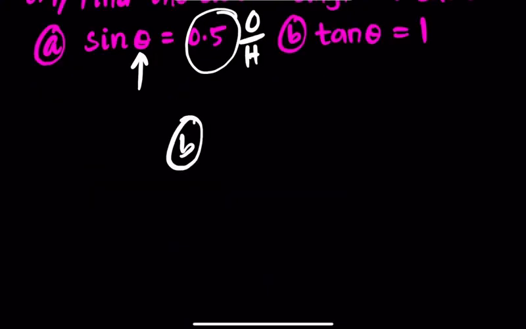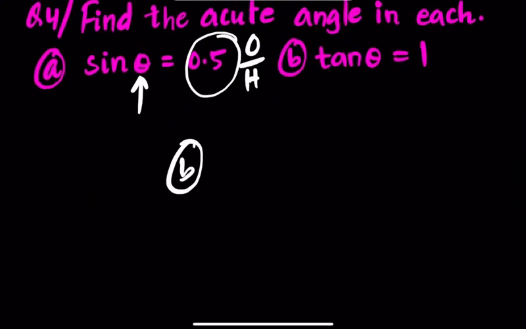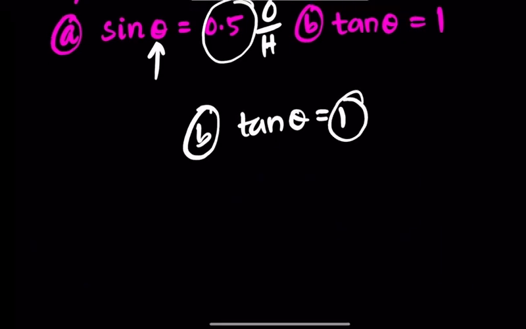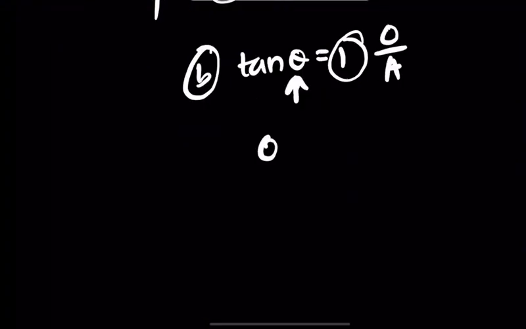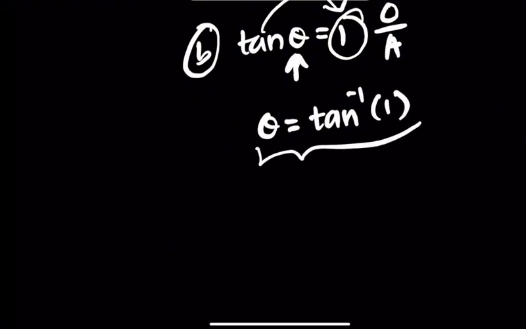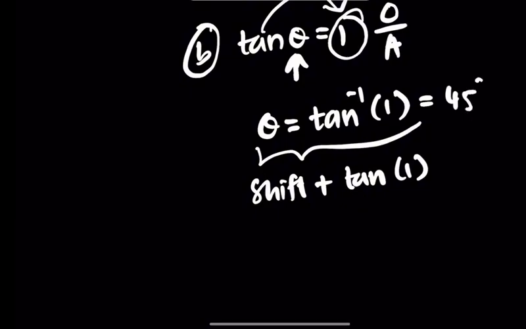Now let's find theta for question B, which says tan theta equals 1. Since we are already given the ratio of tan theta, this 1 would be the ratio of opposite over adjacent. So theta equals, taking tan to the other side, tan inverse of 1. To perform this on the calculator, shift plus tan of 1, which will give you 45 degrees.